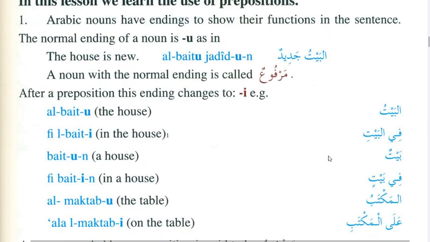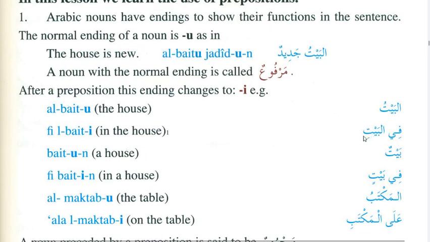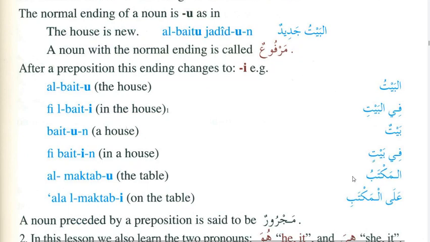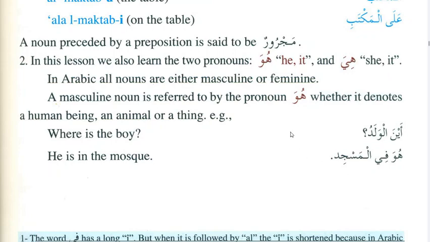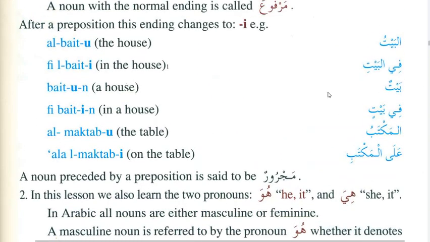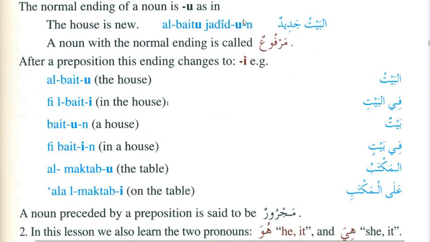Then this word you see has kasra, this baitin also has kasra, this maktabin has kasra, this masjidin has kasra. So any ism which has kasra at the end is called majroor ism. So here you learn that when any singular ism has dhamma at the end, it is called marfu ism. When any singular ism has kasra at the end, it is called majroor ism.